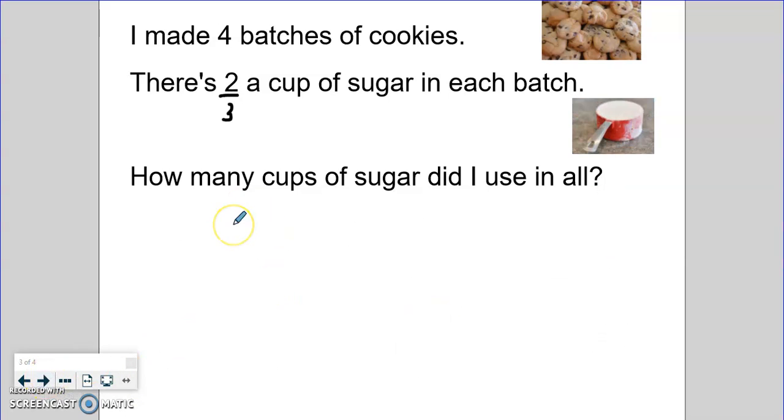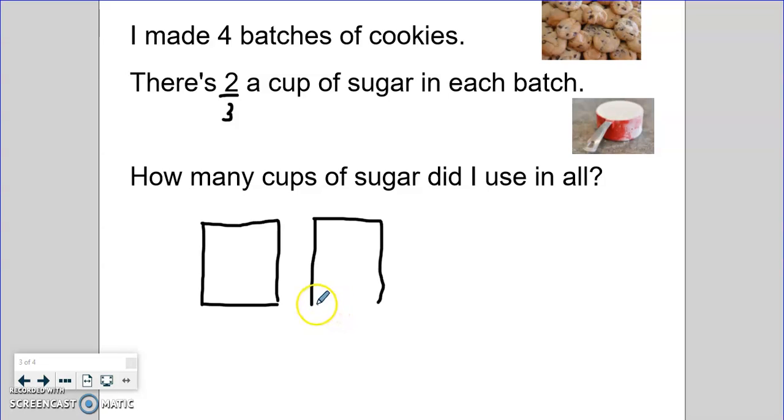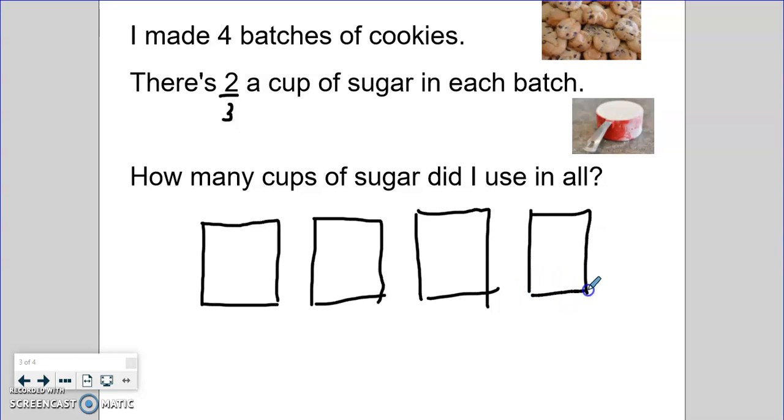I have 4 batches of cookies and 2/3 of a cup of sugar in each batch. So now, since I work with thirds, I think I'm going to make them squares. That's going to make it easier to cut them into thirds, honestly. And I use 2/3 in each batch. So my problem is going to look like this. 4 times 2/3. And then I'm going to cut these into thirds.